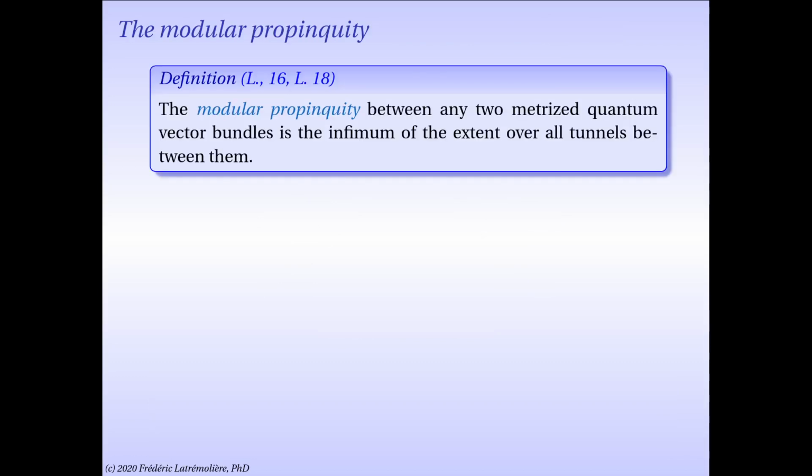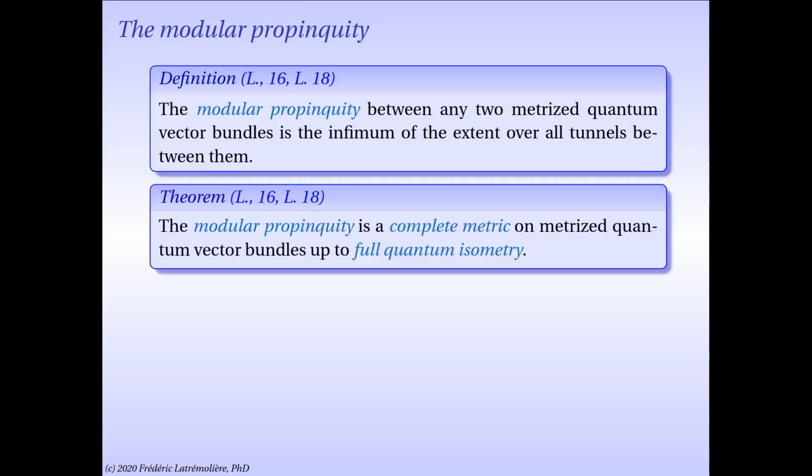The modular propinquity between two metrized quantum vector bundles is then the infimum of the extent of all tunnels between these two bundles. We proved that the modular propinquity thus defined is a complete metric up to full quantum isometry on the class of metrized quantum vector bundles.